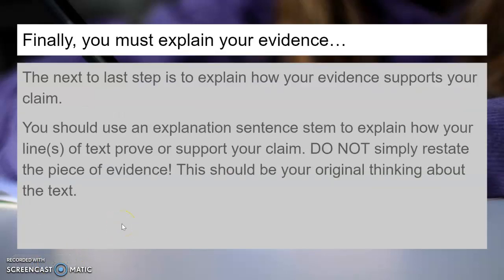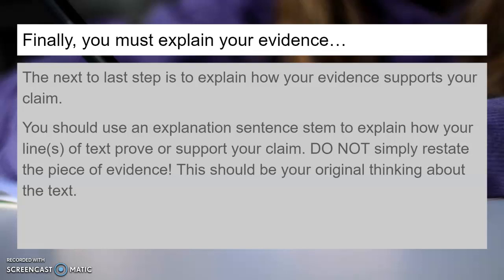Finally, you must explain your evidence, and very often this can be the hardest step. I know for me it takes the most time to really think about how that evidence proves that claim. The last step is really where you tie it all together. So you should use one of the explanation sentence stems. And again, those are on an anchor chart in front of the classroom. So everything that you need is on an anchor chart in this classroom, step by step, as we do CERs.